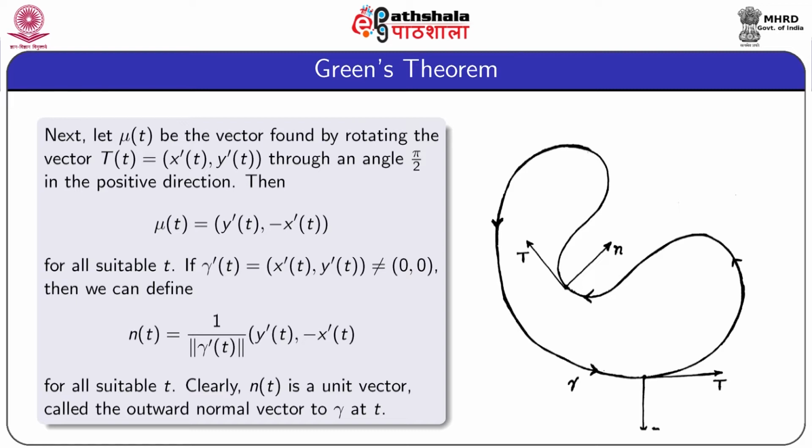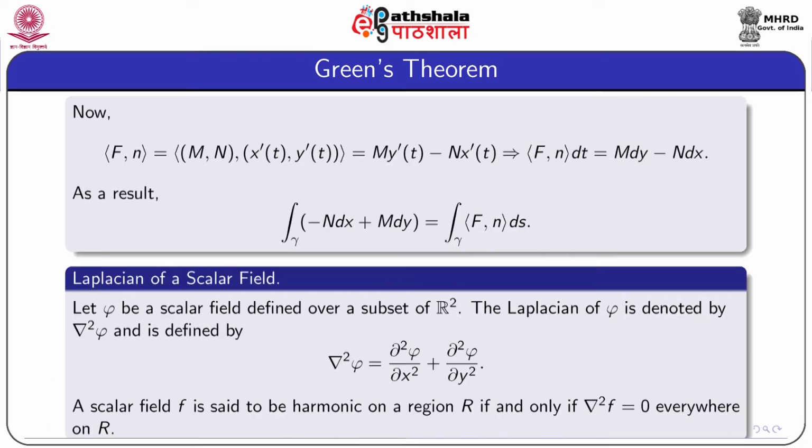In the adjacent picture, we have shown on a curve gamma at two distinct points the unit tangent vector capital T and the unit outward normal small n. Now, the inner product F·n equals the inner product of (M, N) with (y dash (t), minus x dash (t)). So, this equals M y dash (t) minus N x dash (t). That means the integral over gamma of minus N dx plus M dy equals the integral over gamma of the inner product F·n ds.